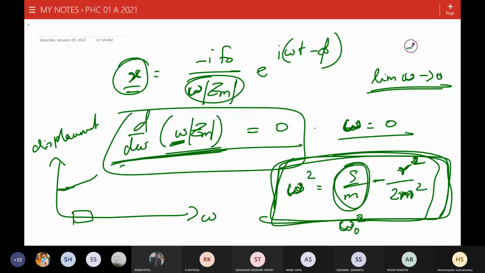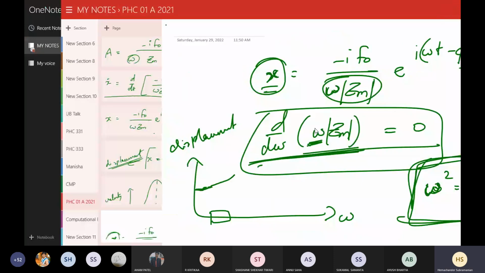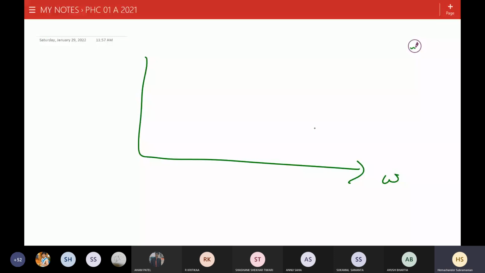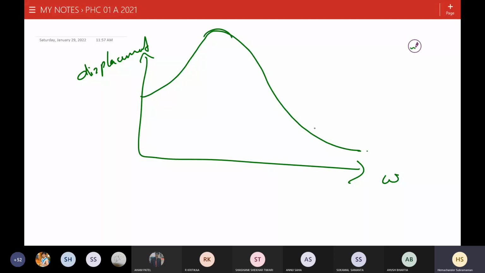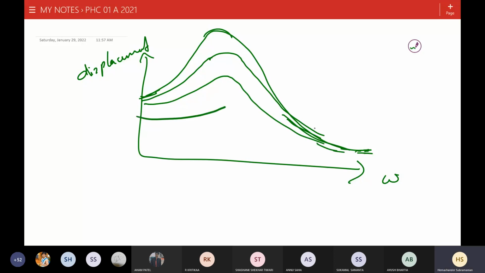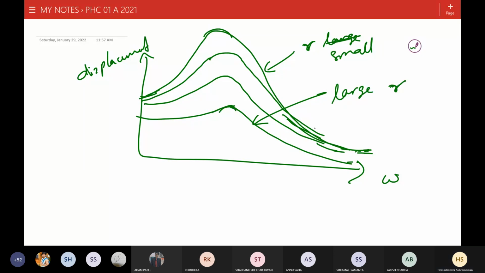If I have to draw this curve, with omega on one axis and displacement on the other, because there is an omega in the denominator, it's not going to be symmetric with respect to omega. When omega is zero, this part is higher; when omega is not equal to zero, this part is lower. So you'll have something like that. For every R, this is large R, this is small R, this is large R. As R increases, the frequency actually does this.